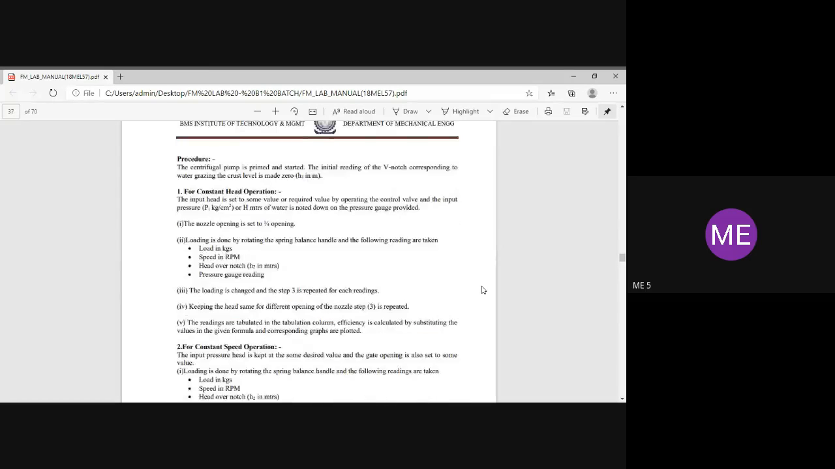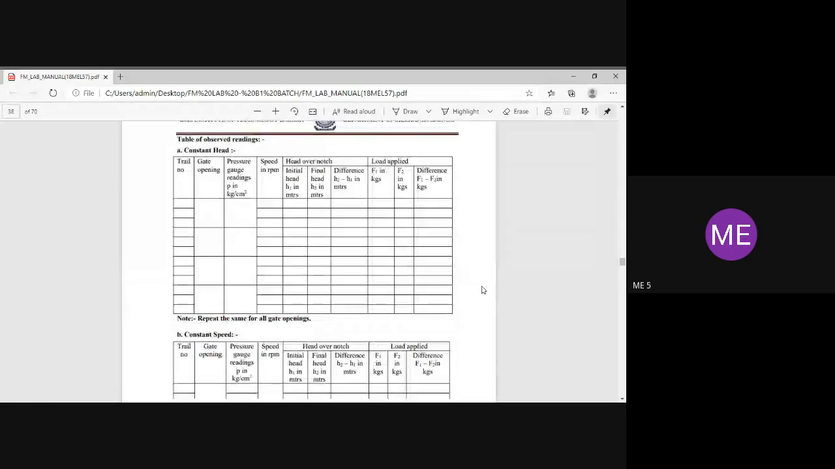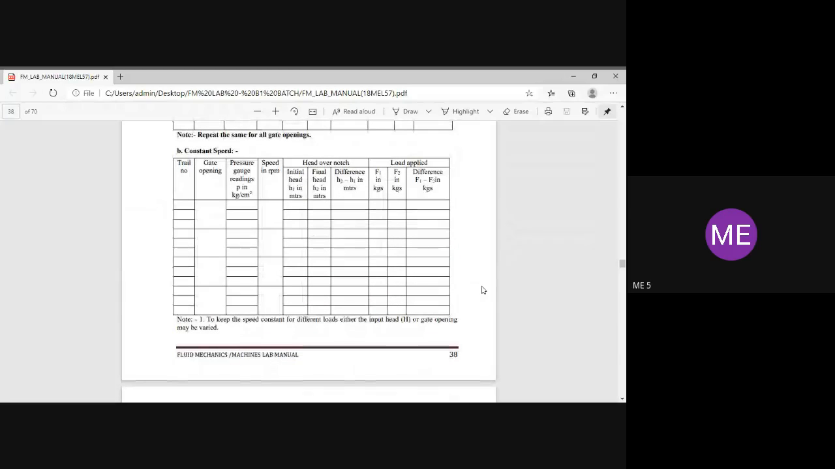Observations. What are you having? This one is only constant speed. Okay. Head over the notch, directly you put H only. I am giving H2 minus H1 directly. I am not giving readings separately for H1 and H2. Directly I am giving the final head only. You enter that one only.